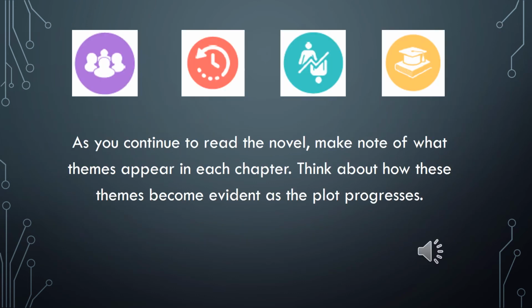Okay, so hopefully by now you've got a good idea of what a theme is, how to identify the theme, and what the four themes are in the novel that we have started reading. As you continue to read the novel, make note of the themes that appear in each chapter, and think about how these themes become evident as the plot progresses. You may even want to think about how these themes are evident in today's life and in your own lives.